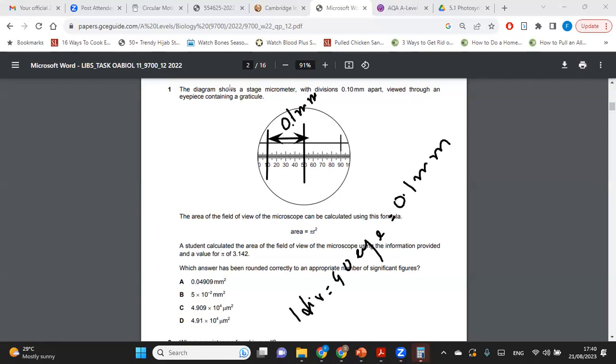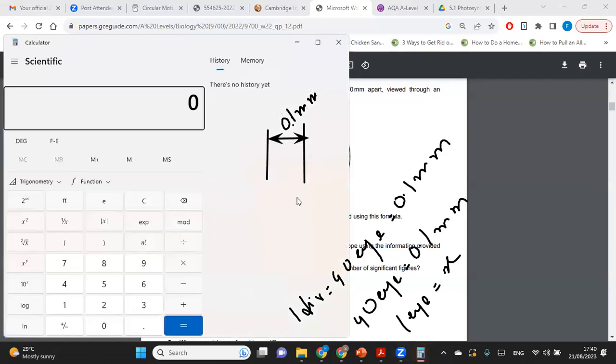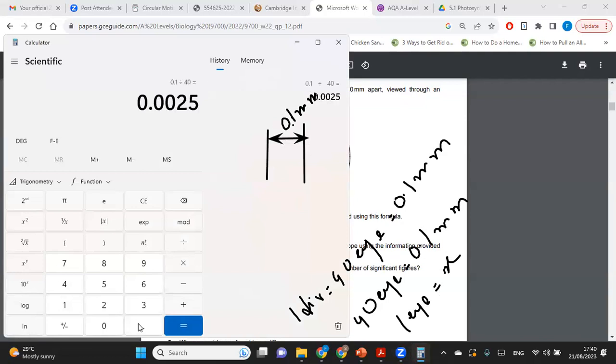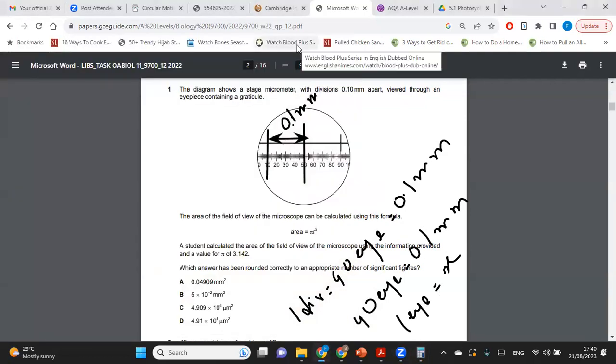Again, we will solve it using cross multiplication. 40 eyepiece units is equal to 0.1 millimeter. So 1 eyepiece unit is equal to x. So again, we are going to do our calculations. 0.1 divided by 40. What do we get? 0.0025. So 1 eyepiece unit is equal to 0.0025 millimeters.